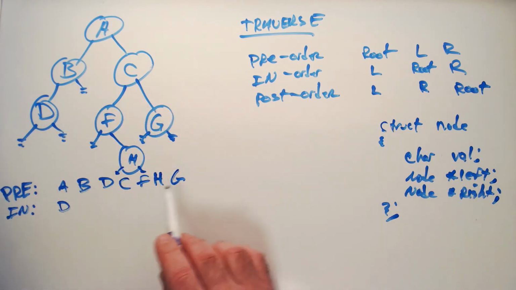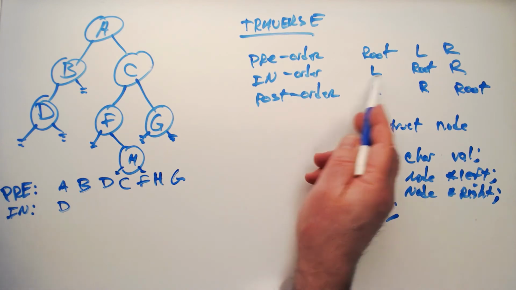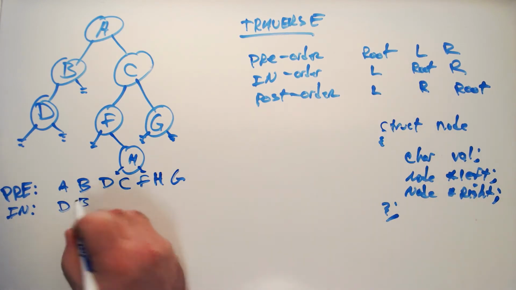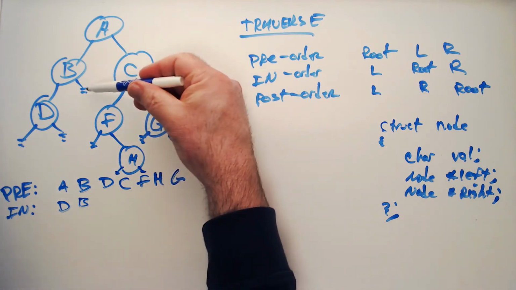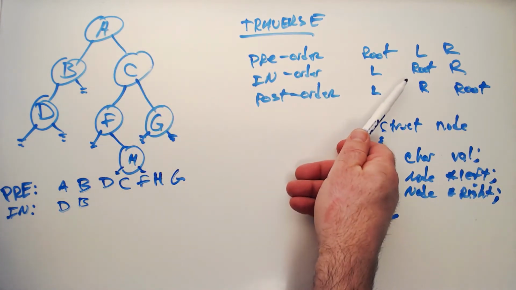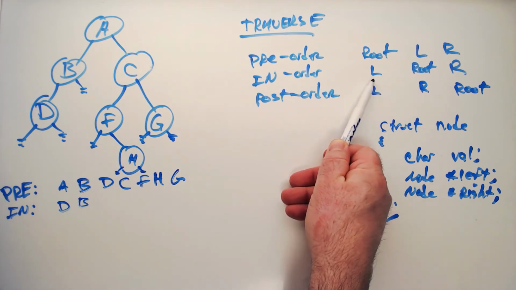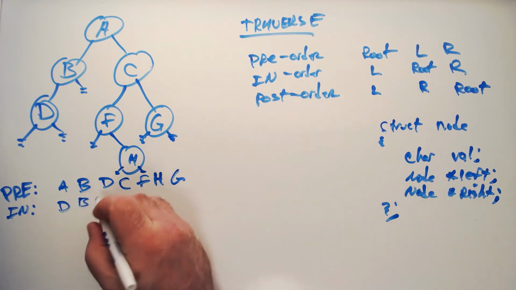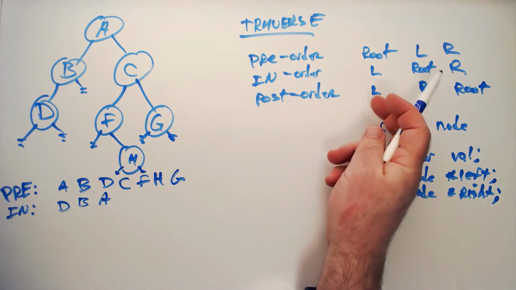Returns the work in progress up here at B, who just finished his left child. He visits himself by printing out his key. Visits his right child. Nothing to do. It's done. Goes back to work in progress up at A. A just finished processing its left child. He now visits himself. And he moves on to the right child.